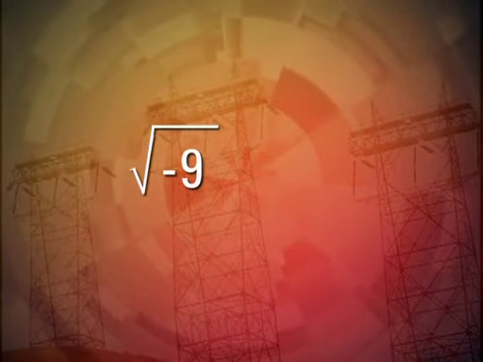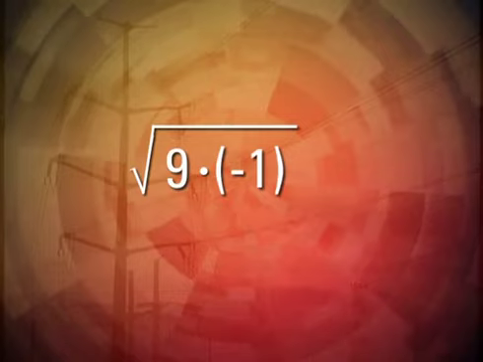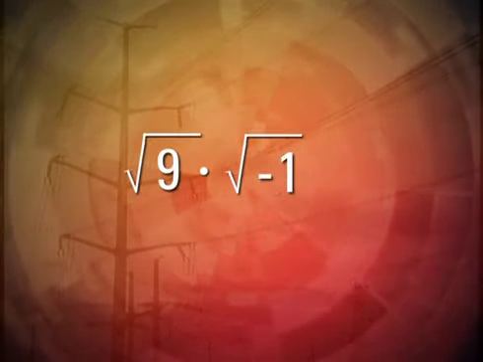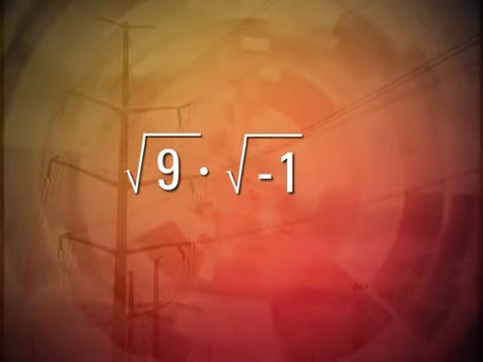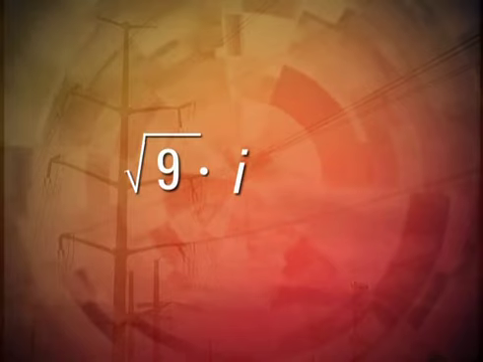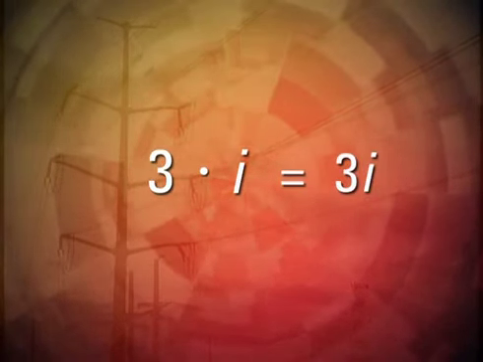To find the square root of -9, you could express it like this. It's the square root of the quantity 9 times -1. This becomes the square root of 9 times the square root of -1. Substituting i for the square root of -1, you get the imaginary number 3i.